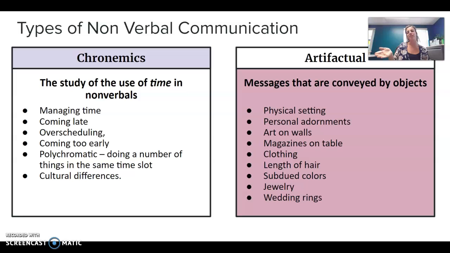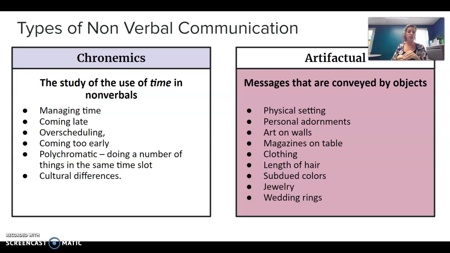So artifactual, the physical setting, the office assignment, is going to tie in completely to that nonverbal communication. What types of things do you have in your office? How is the aesthetic? How is the feng shui? What message are you sending to your client?